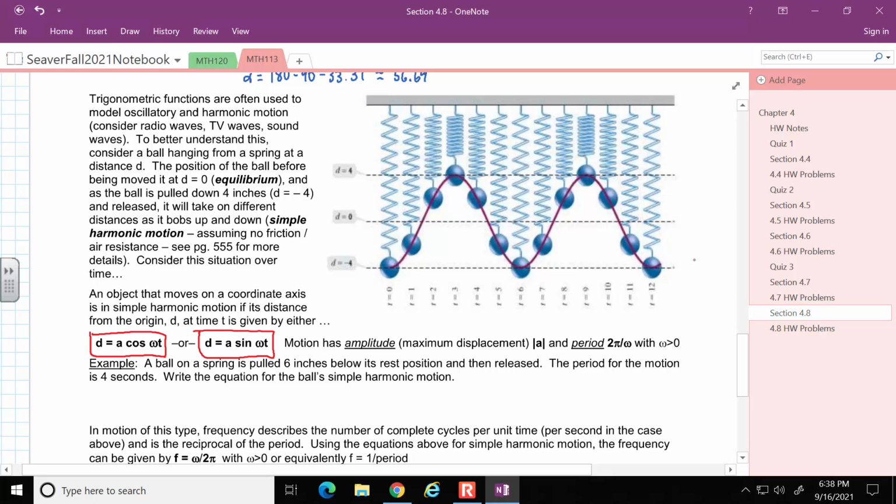So I could model that using a trig function. In this example, if I say, all right, at time 0, I'm right here, and then I let go, I guess the first thing I would ask you is, if I start like this, what kind of function would you use to represent this motion here? Would you use a sine or a cosine?